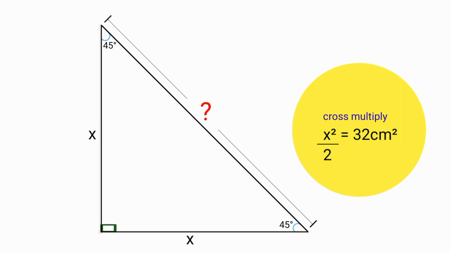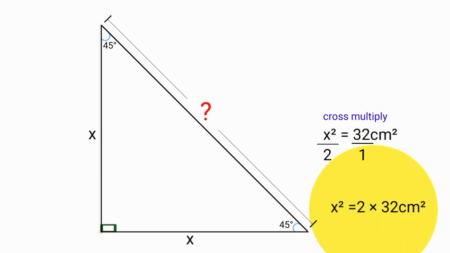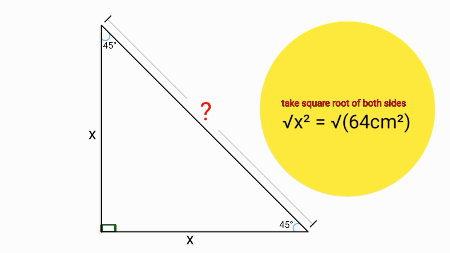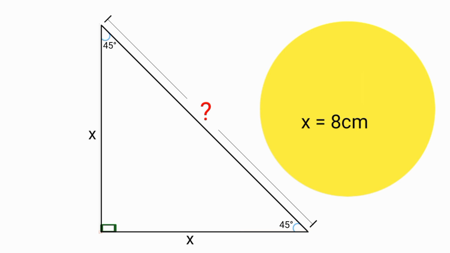Then cross multiply, since 32 centimeters squared is the same as 32 centimeters squared over 1. Now x squared times 1, which is 1, equals 2 times 32 centimeters squared, which is 64 centimeters squared. So x squared equals 64 centimeters squared. To find the exact value of x, we find the square root of both sides. Square root of x squared is x, and square root of 64 centimeters squared is 8 centimeters. So x equals 8 centimeters.